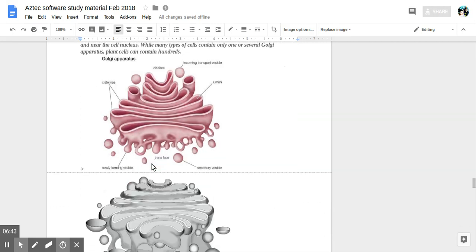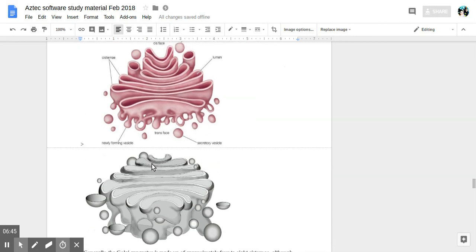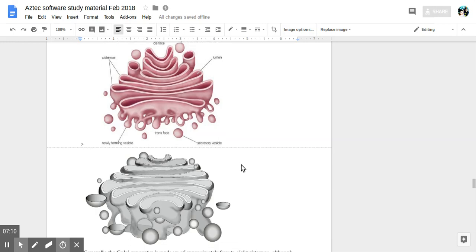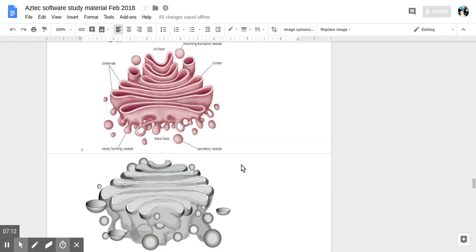So here you have a graphic showing what it looks like. So you have vesicles coming in, going in various directions. You have a cis phase, trans phase. The lumen is inside or between the membranes. So vesicles are forming. That's basically what it looks like in 3D.